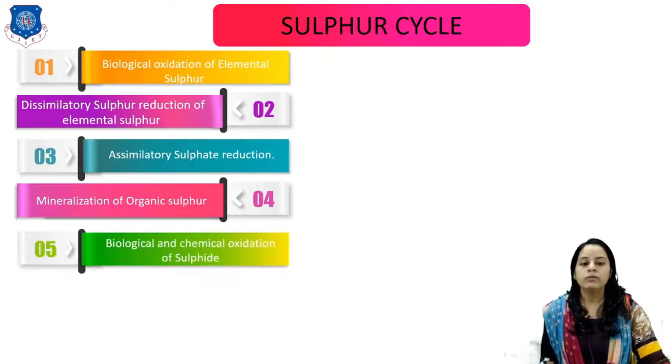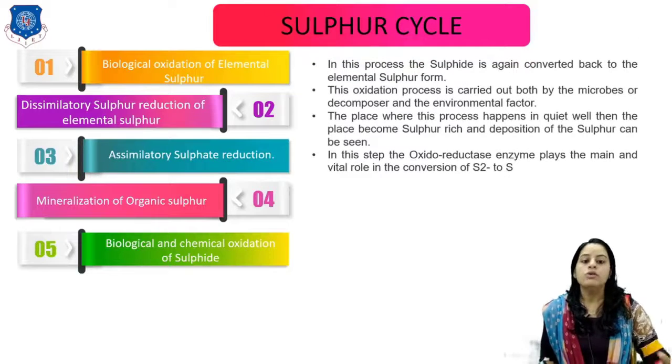Okay, the next step of the sulfur cycle is the biological and chemical oxidation of sulfur. In this process, the sulfide is again converted back to the elemental sulfur form. This oxidation process is carried out by both the microbes or decomposers and environmental factors, right? The places where the process happens quite well become sulfur rich, and deposition of sulfur can be seen, right? In this step, the oxidoreductase enzyme plays the main and vital role in the conversion of S2 to S.